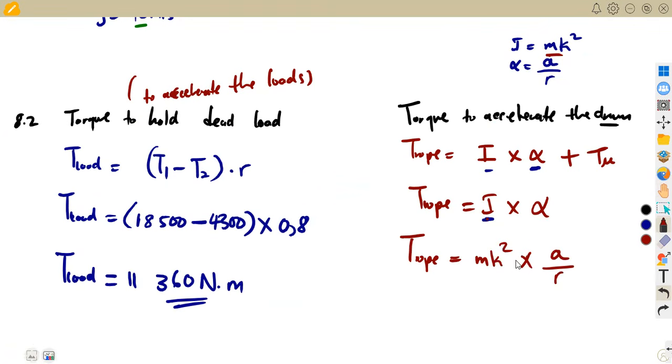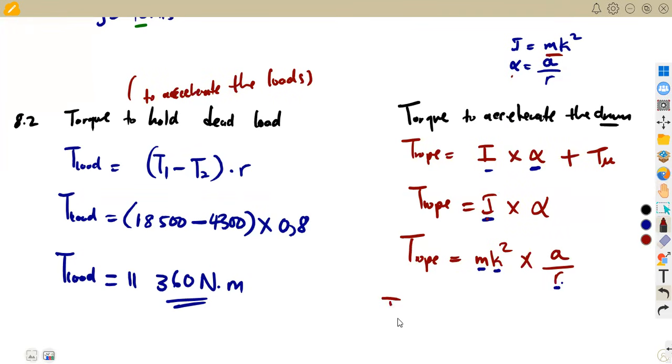This is a conversion from angular acceleration to linear, a conversion that happens between the two. So if we write angular acceleration in terms of linear, it's the linear acceleration over the radius, which can also apply to velocity sometimes if you are given a conversion that needs to happen. Here m is the mass of the drum, k is the radius of gyration of the drum, a is the linear acceleration, and r is the actual radius of the drum.